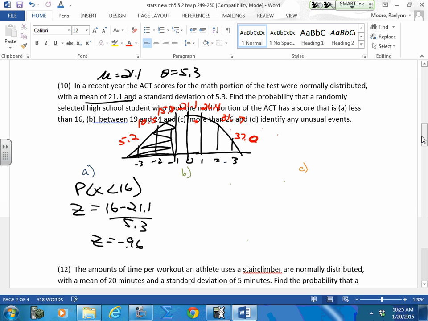And when I look at the area, it's the area to the left because this area is less than 50%. 0.1685. So this tells me what is my probability of someone taking this test and having a score less than 16? About 16.85%. I like to use the decimals because it's really not 17. In probability and statistics, you really want to get a little bit more exact. So that's why we use four decimals and just move it two places.